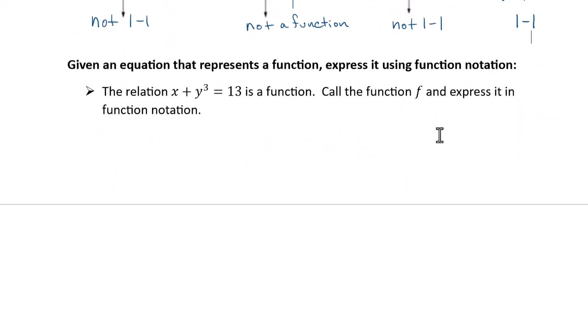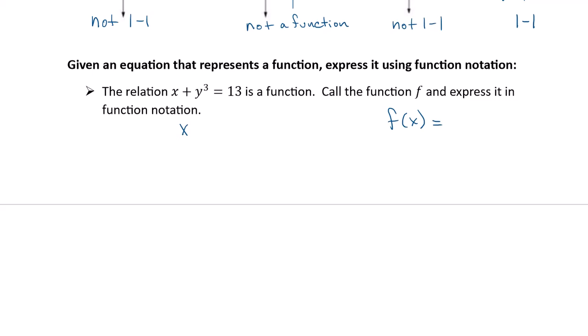All right, given an equation that represents a function, let's express it using function notation. Here is the relation x plus y cubed equals 13. Let's just get it into function form. In other words, f of x equals form. We have to solve for f of x. We have to solve for y.